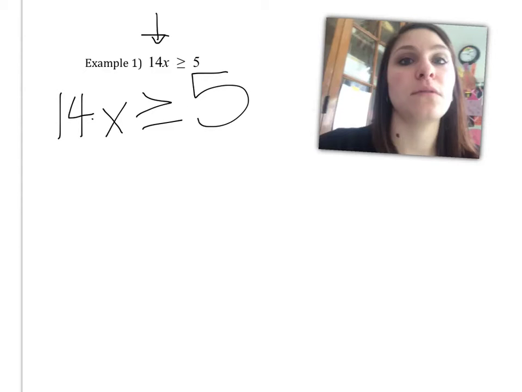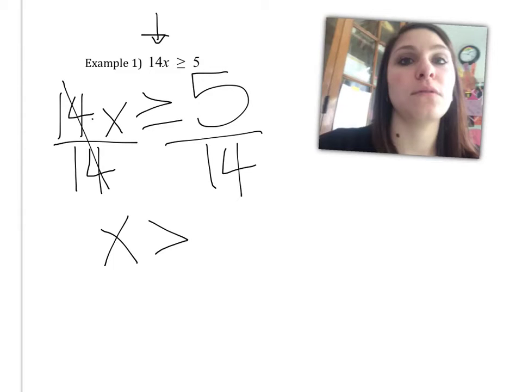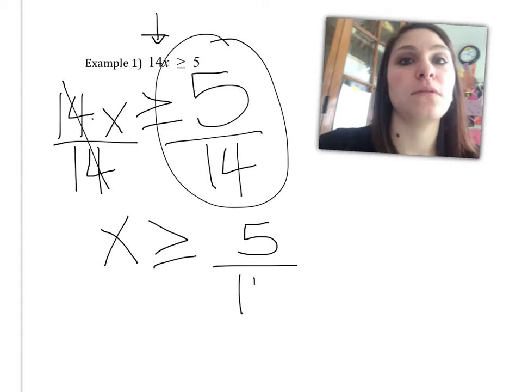Next thing I have to do, I have to undo multiplication by doing division. Remember, in 7th grade, I expect you to show division with a fraction line. I'm going to divide each side by 14. What I do to one side, I have to do to the other. My 14s will cancel. I'm left with x is greater than or equal to 5 over 14. It won't simplify, so I'm just going to leave it as 5 over 14.